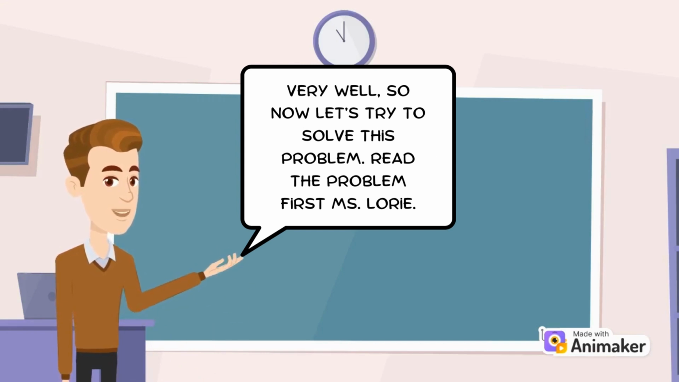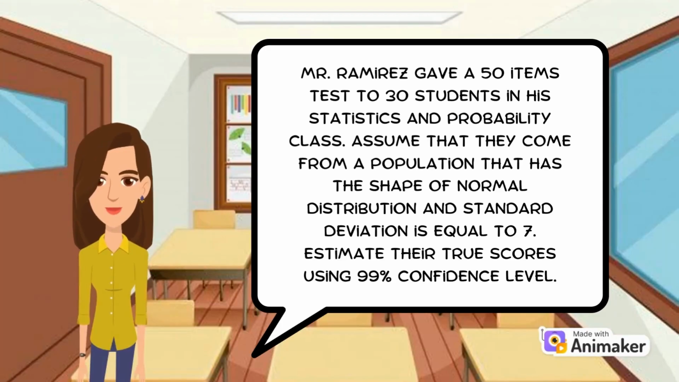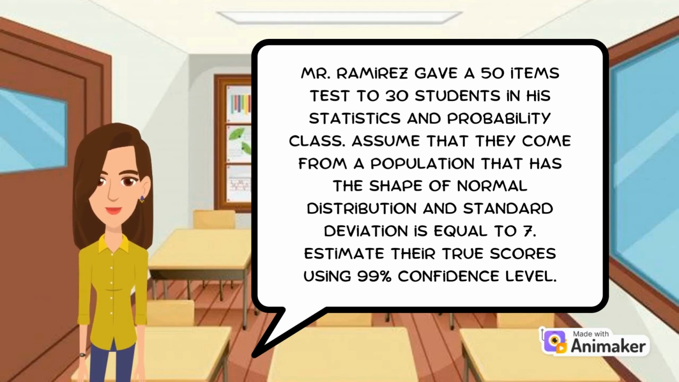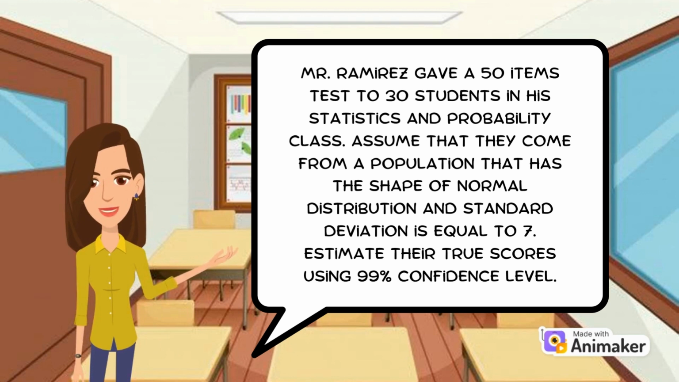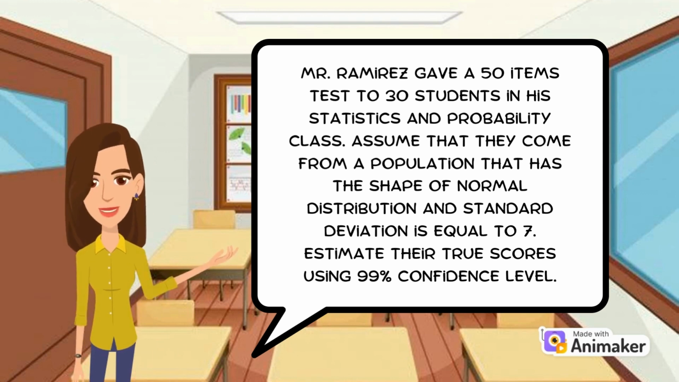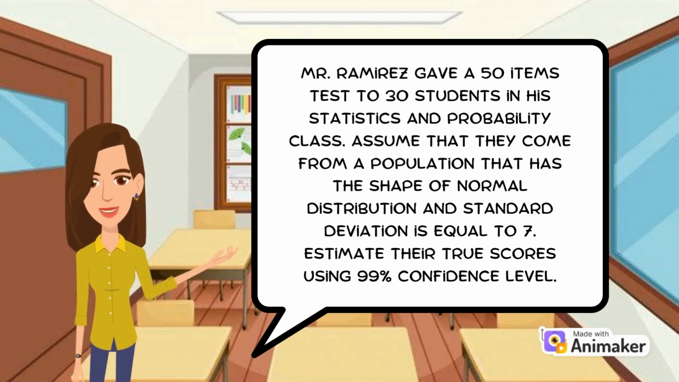Read the problem first, Miss Lori. Mr. Ramirez gave a 50 items test to 30 students in his statistics and probability class. Assume that they come from a population that has the shape of normal distribution and the standard deviation is equal to 7. Estimate their true scores using 99% confidence level.